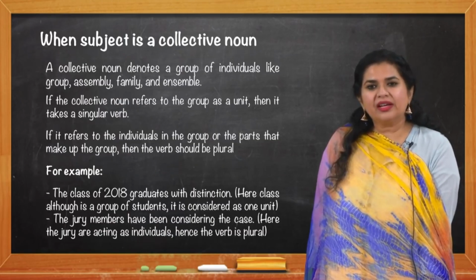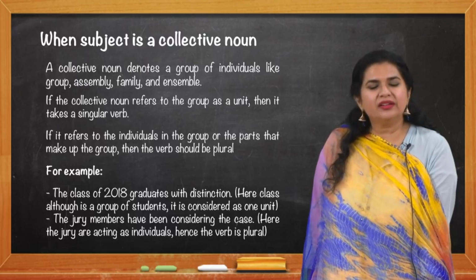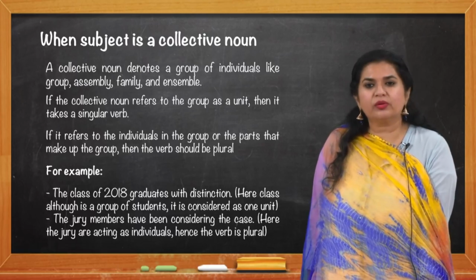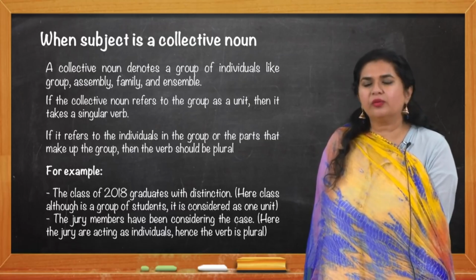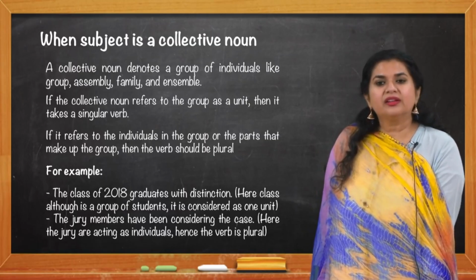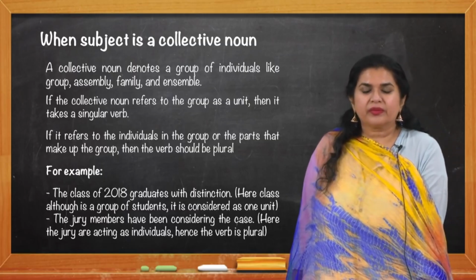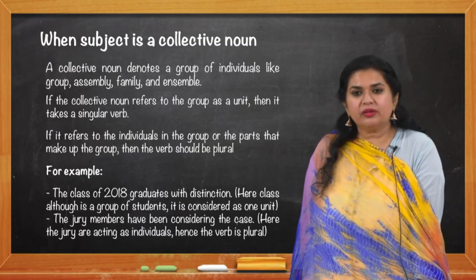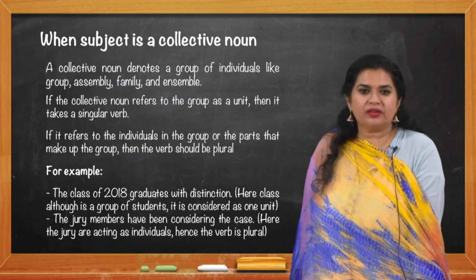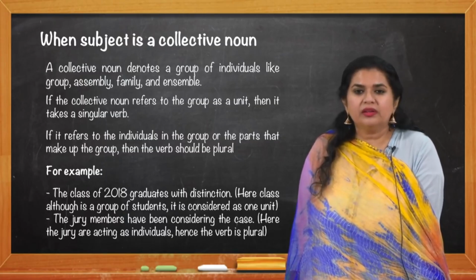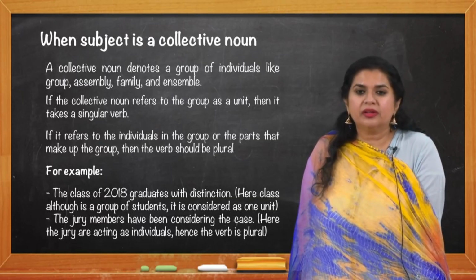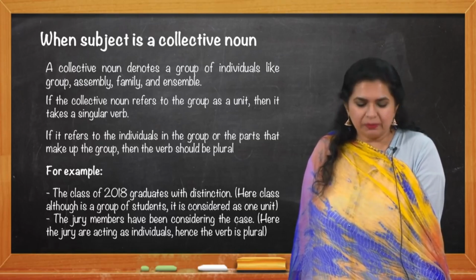when the subject is a collective noun, that is another area of confusion. A collective noun, what is it? It denotes a group of individuals like group, committee, assembly, ensemble, family. So, those are groups. If the collective noun refers to the group as a unit, then it takes a singular verb. We have seen that already. If it refers to the individuals in the group or the parts that make up the group, then the verb should be plural. Now look at the examples here.